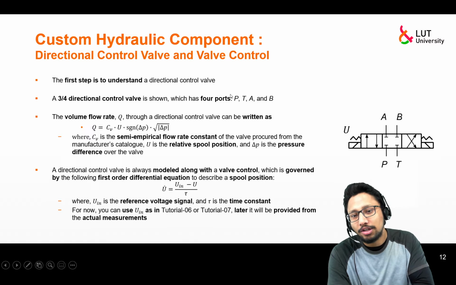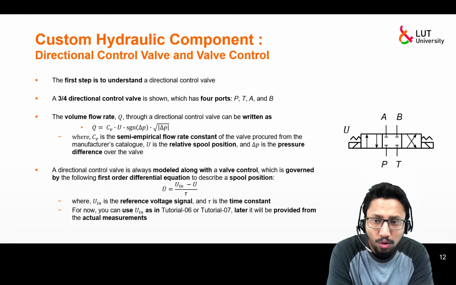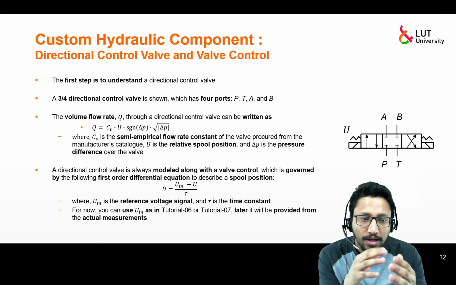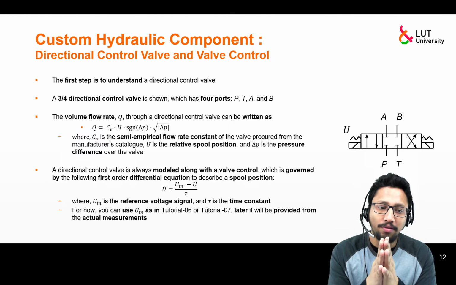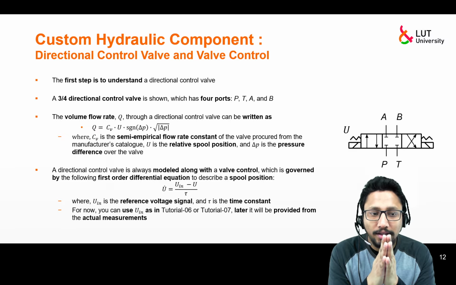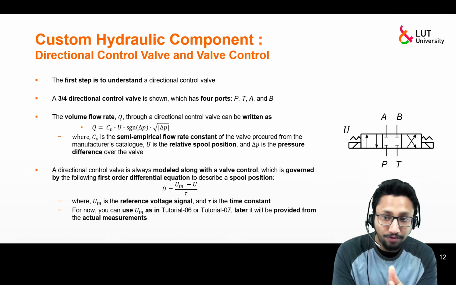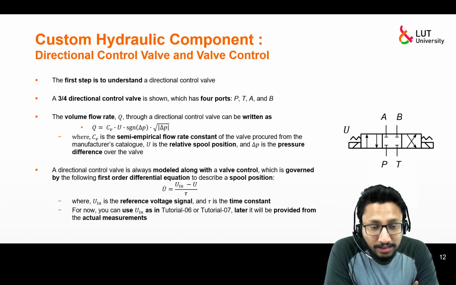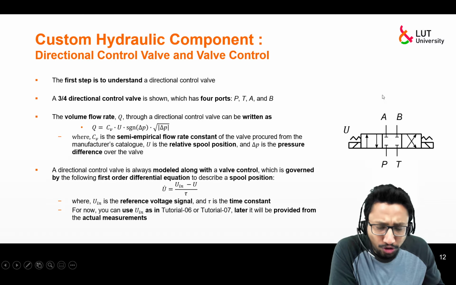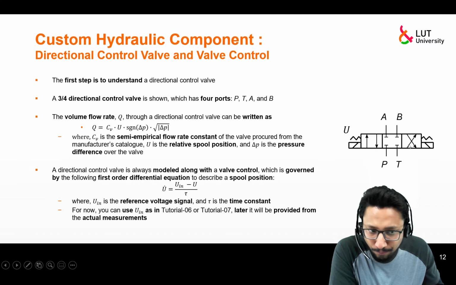Let's come to the directional control valve. Okay, so the first step in the directional control valve is to understand the directional control valve carefully. In this case, we have a 3 by 4 directional control valve, as you can see. Why 3 by 4? Why is it called like that? So 3, because there are 3 ways. Either this will be engaged, or this will be engaged, or this portion will be engaged. Okay, so for that reason 3.